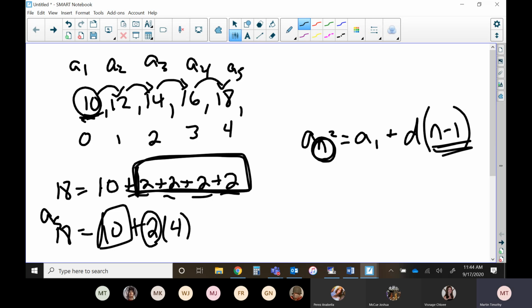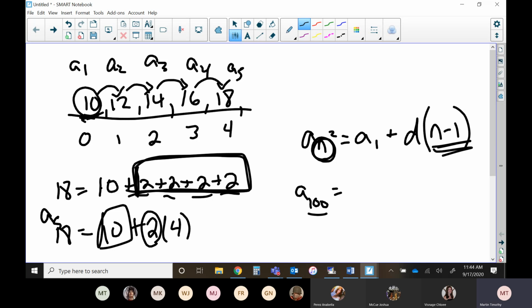Okay, so n means 10 in this case? Not necessarily. Let's say I want the 100th term. That would mean n is 100. So I'm finding the 100th term, and we're going to use this pattern right here.